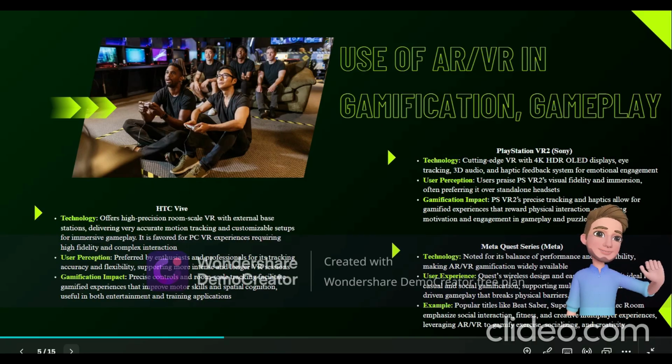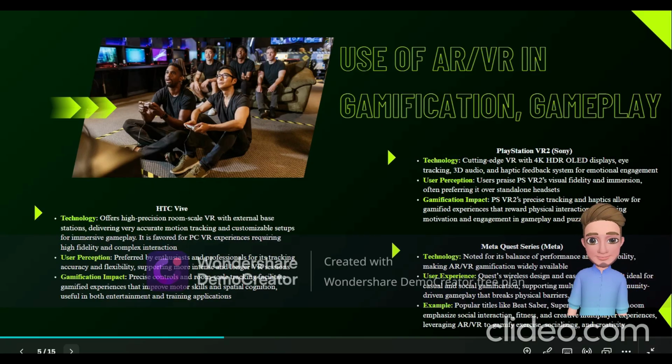Similarly, technology-wise, Meta Quest uses different kinds of AR and VR technology for gamification purposes, and it uses hand movement tracking, whereas PlayStation uses eye tracking. And technology-wise, HTC Vive uses high precision room-scale VR with external base stations.